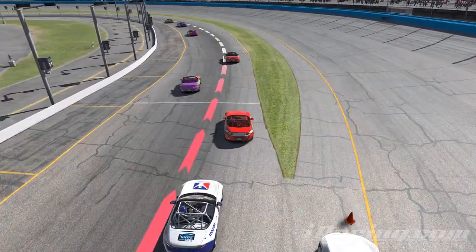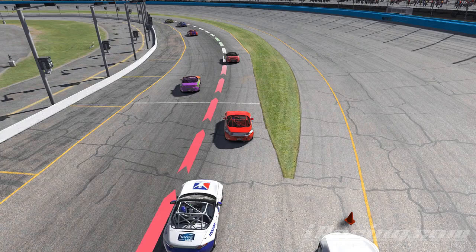Now the lead car moves to the inside of the racing line, but that's almost irrelevant at this point because the trailing car has no position on the lead car at all. So the lead car really just owns this corner at this point in time.